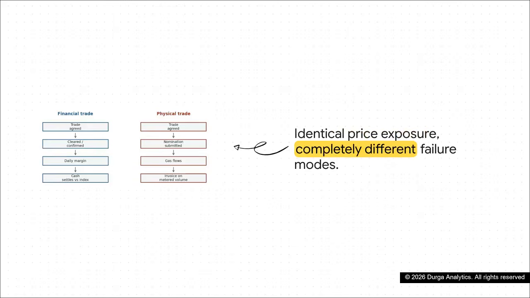Because of this difference in obligation, we get 2 completely distinct failure paths. A financial desk fails when the cash runs out before the hedge pays off, right? It's a daily margin game. But a physical desk fails when gas literally cannot be delivered or received, and that leads to potentially unbounded replacement costs. You can have the exact same price exposure, but face completely different ways to blow up your book.